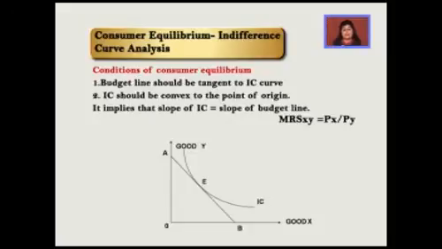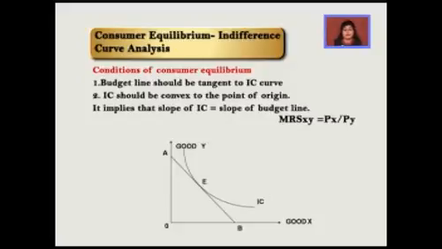So why should it be convex to the point of origin? Because I already told you that marginal rate of substitution, X for Y, falls, and that gives indifference curve its convex shape. And this will provide stability to my equilibrium. Technically or mathematically, we can say that at this point, slope of IC is equal to slope of budget line, or marginal rate of substitution X for Y, that is the slope of IC, is equal to slope of budget line, that is price of X upon price of Y.